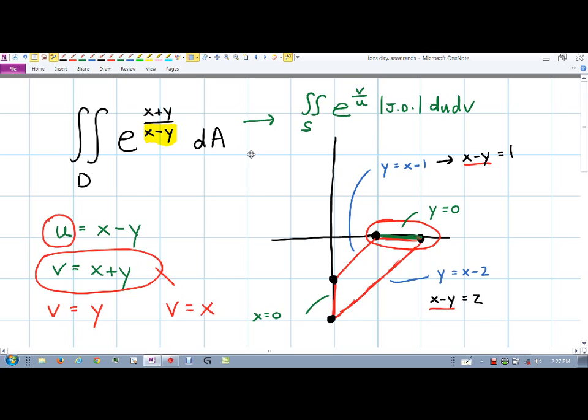But your new region, wherever this goes to, if you have trouble figuring out what it looks like, if it's a linear transformation, you can always go corners to corners. So every corner has to go to every corner of your new picture. So it's just kind of a trial and error thing.